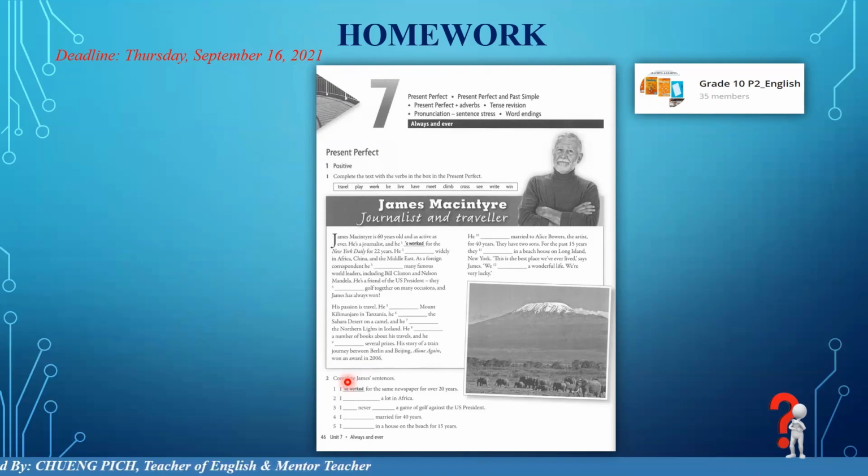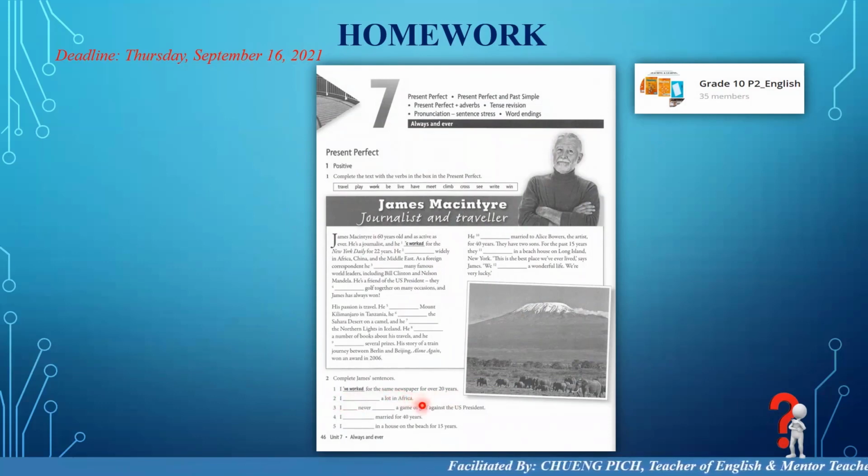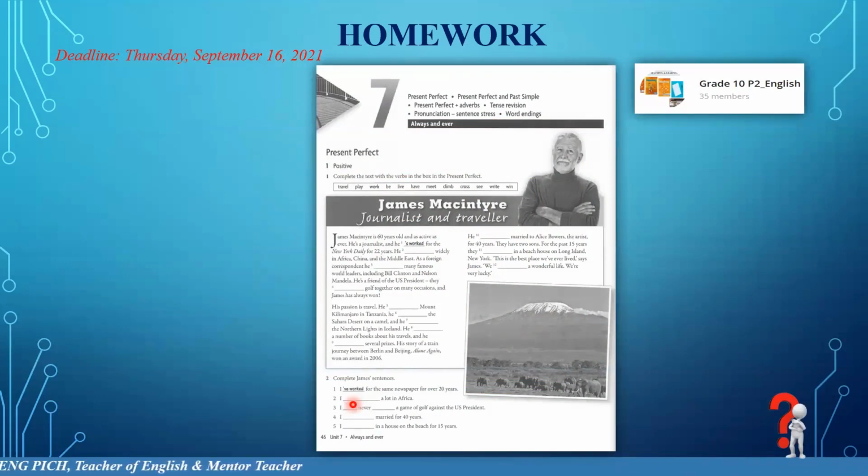Number 2, complete James's sentences. This guy's name is James, so they want us to complete about James. Pretend that you are James, and you say, I've worked for the same newspaper for over 20 years. Number 2 here, I plus a lot in Africa. You just change he to I. It means that you pretend to be James, and you say, I have worked for the same newspaper for over 20 years. There are only 5 sentences here. You can do that. Good luck, everyone.